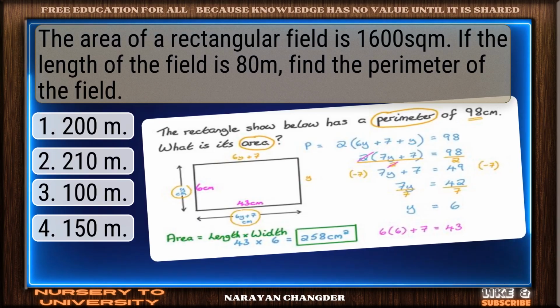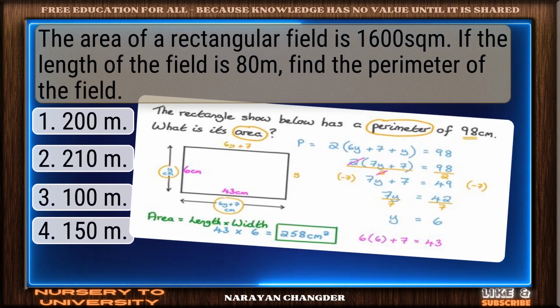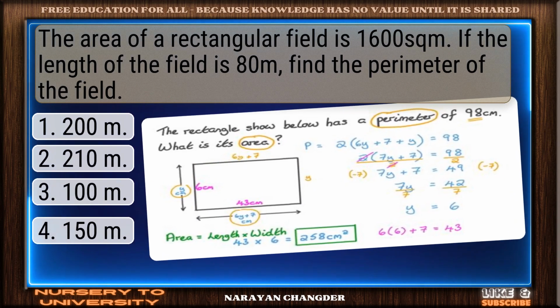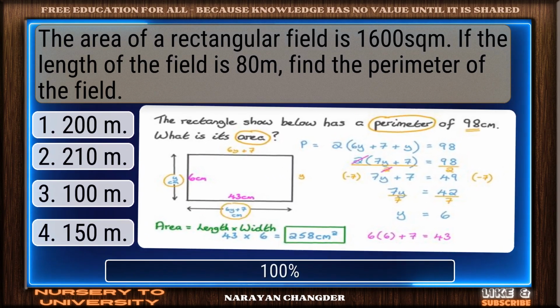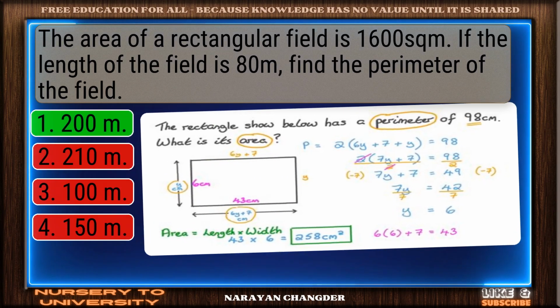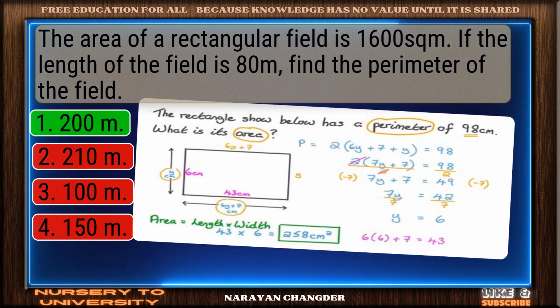The area of a rectangular field is 1600 sqm. If the length of the field is 18 m, find the perimeter of the field. Solid response. 200 m is a valid choice.